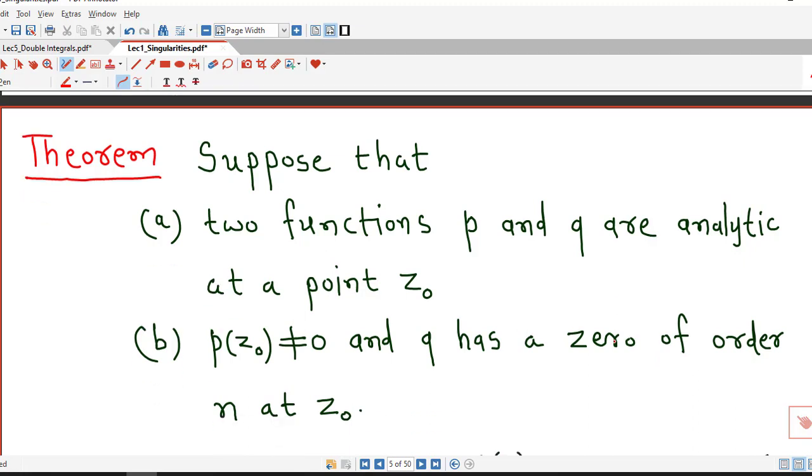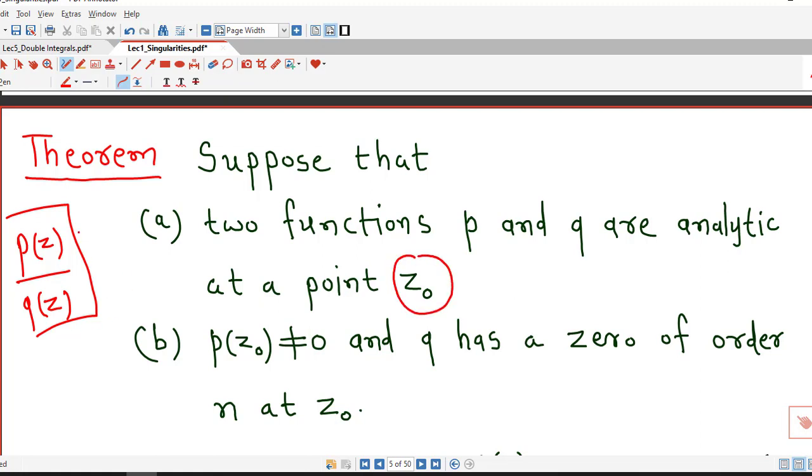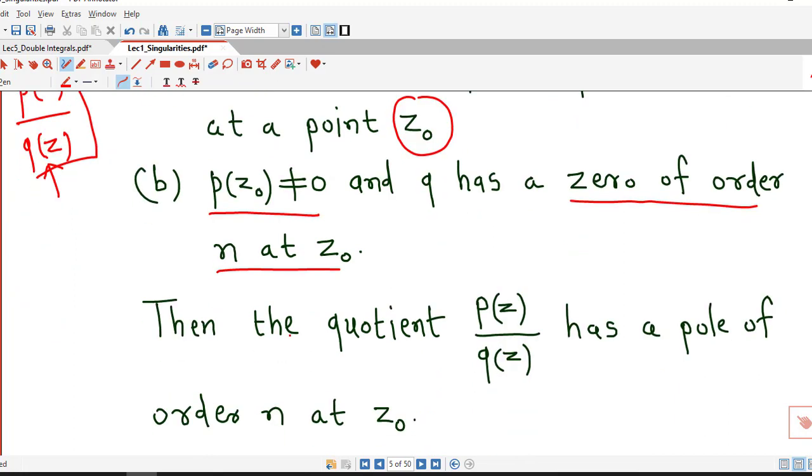We consider a generalization of that result. Instead of 1 over f of z, now we consider a quotient of two functions, p of z over q of z. Suppose these two functions p and q are both analytic at a point z0, and suppose the value of the function p at z0 is non-zero, and the function q of z has a zero of order n at z0, then this quotient has a pole of order n at z0.